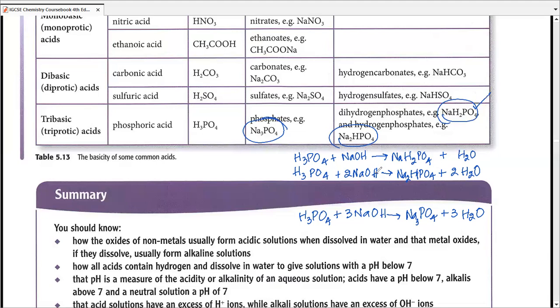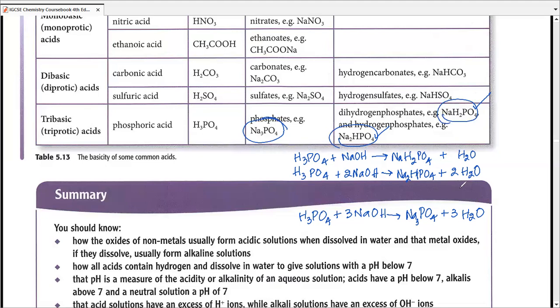So H3PO4 can also react with 2 moles of NaOH. If that happens, take out 2 hydrogen from H3PO4. If I take out 2 hydrogen from H3PO4, the remaining formula is HPO4. And of course, those 2 hydrogen are replaced by 2 sodium atoms. So Na2HPO4, which is this product, by the way. And of course, we're going to produce 2 moles of water.